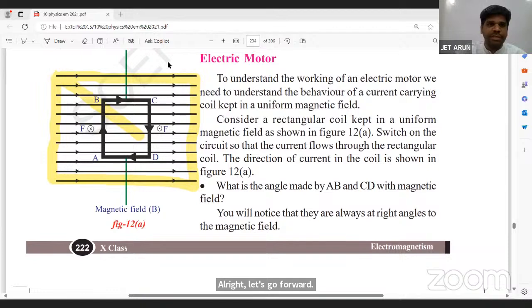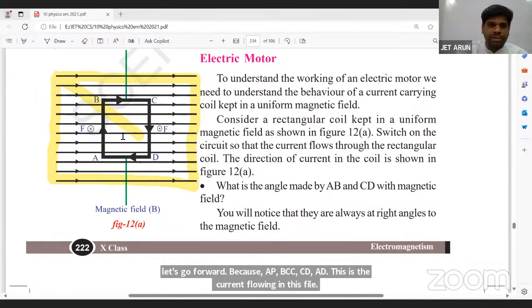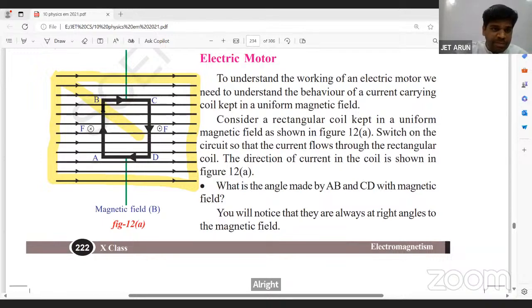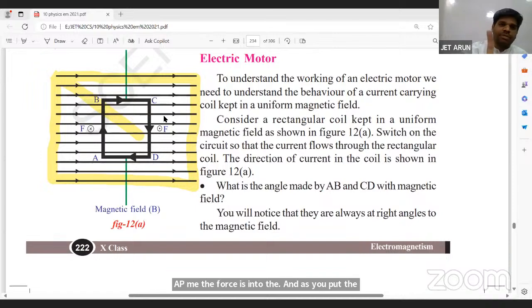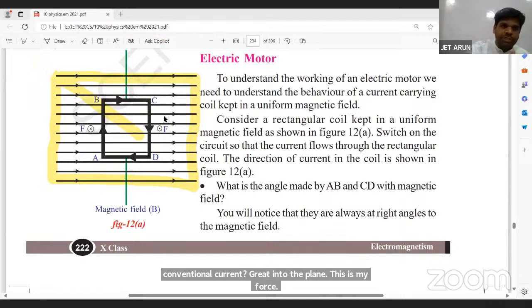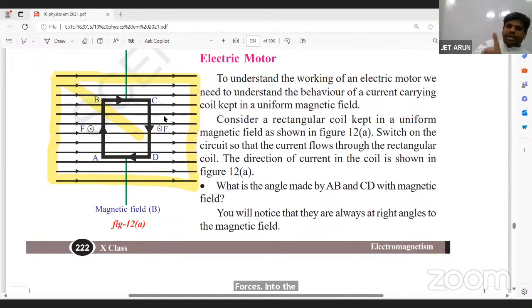Here, students, what happens is AB, BC, CD, AD. This is the current flowing in this coil. All right, it's a coil, a rectangular coil. On AB the force is into the plane. How can I say that? Same rule. This is my conventional current. Field into the plane. This is my force. Force is into the plane because conventional current is upward, magnetic field is rightward, and my thumb points inward.